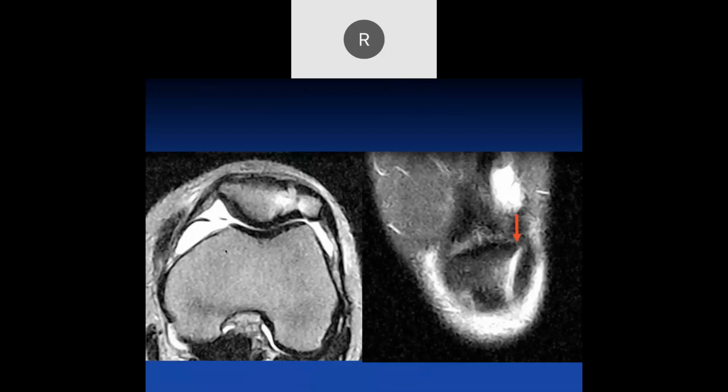See, just some irregularity of the lateral patellar facet. I think there's probably a fracture right there. Okay, and then we can see that there's a linear thing here. So what would your differential be here? What else could it be besides a fracture?